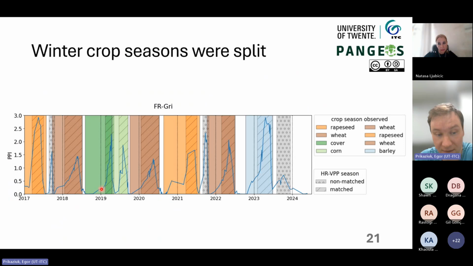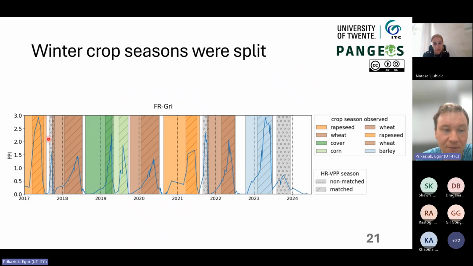This is the one that when it goes up, at some point the season starts. Yes, so the question is at which point? The boxes without any hedge, so the orange box represents rapeseed. So rapeseed was planted here in 2017 and then 2021. Brown is the winter wheat, so 2018 was winter wheat, 2020 winter wheat, 2022 winter wheat. There's barley. There is a cover crop, so some grasses that we didn't use in the analysis.